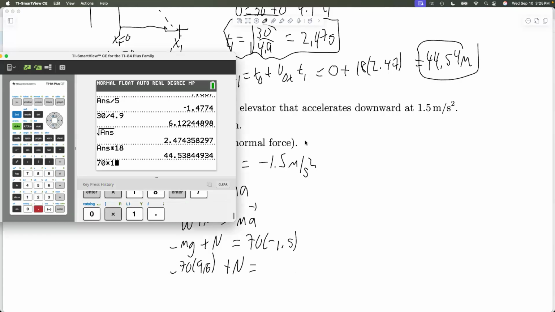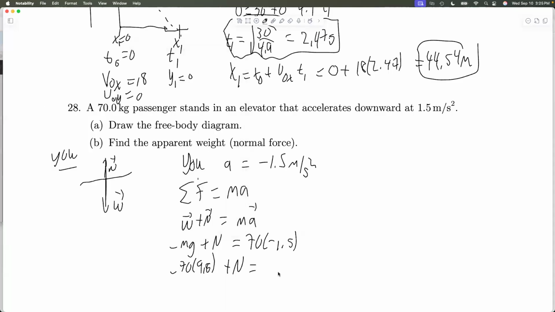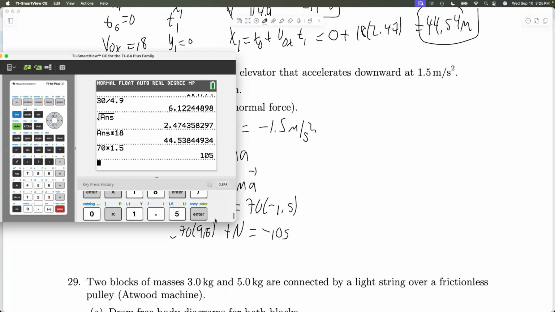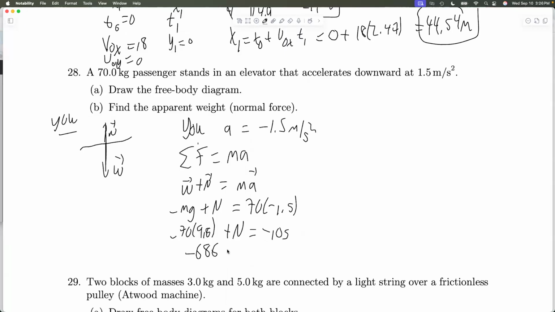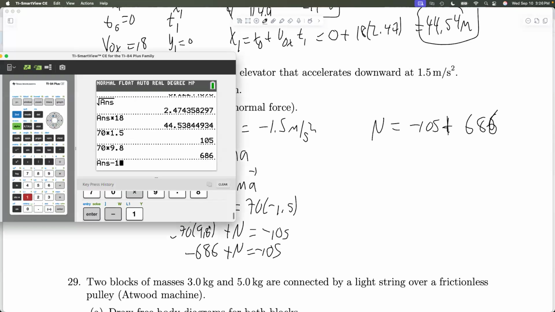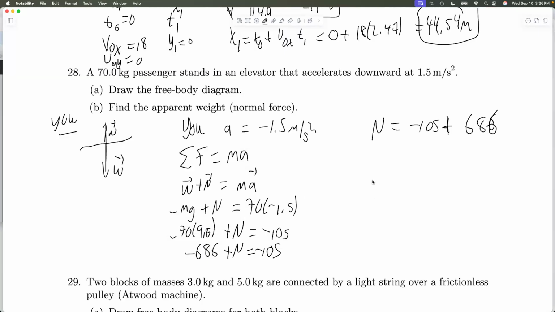70 times 1.5, so negative 105. And what was this? 70 times 9.8. It's going to be around 700. 686. So negative 686 plus the normal force is negative 105. So the normal force will be negative 105 plus 686. So 686 minus 105 is 581.